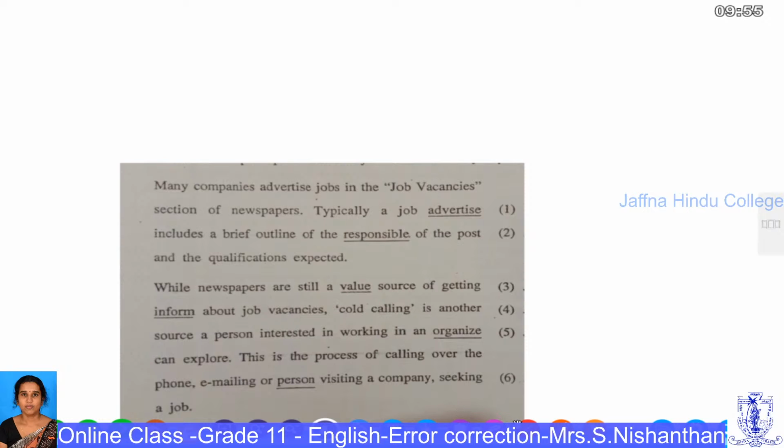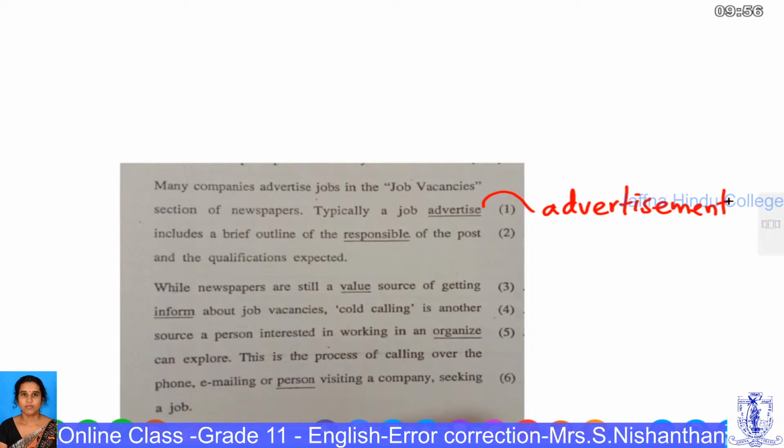Many companies advertise jobs in the job vacancies section of newspapers, right? So this is a usual action, so it should go in simple present. Right. Typically a job dash, what is a job dash? A noun, job advertisement. Here the job acts as an adjective and the next word should be a noun.